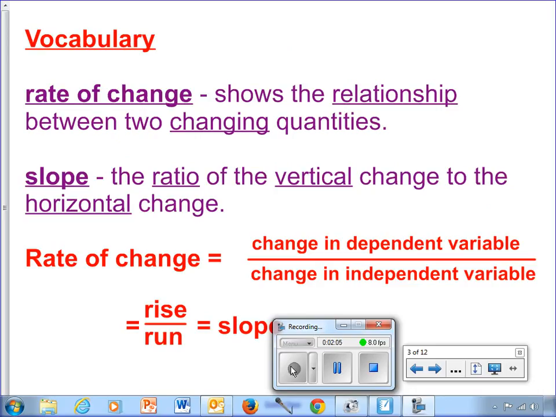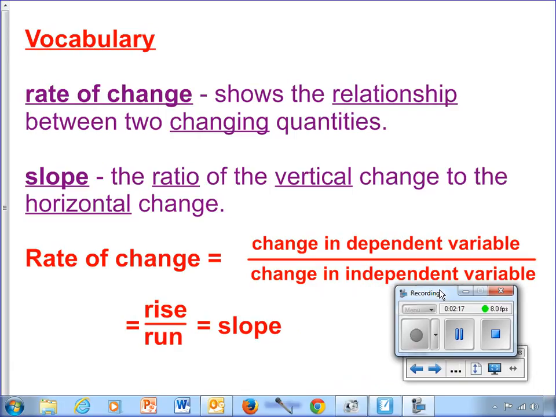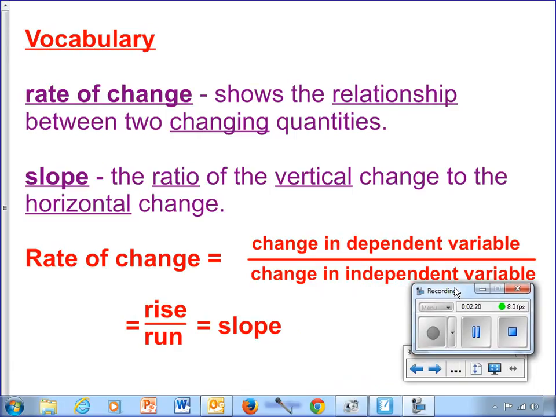The next word is slope. Slope is the ratio of the vertical change to the horizontal change. Now, please note in our formula here, rate of change is equal to the change in the dependent variable over the change in the independent variable.